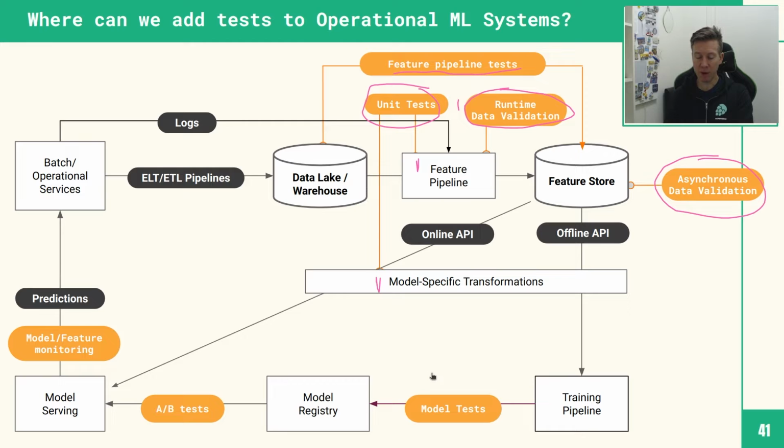When you train models, you should also test your model, so we'll need to have a model testing phase. When we want to deploy a model for serving, we should have A/B tests so that we don't just deploy the model and maybe it performs very poorly. We gradually roll out the model to production. And then finally, when the model is being served, we should monitor not just the predictions being made, but also the input feature values so that we can see any anomalies that appear. So we're going to go through all of these different steps now.